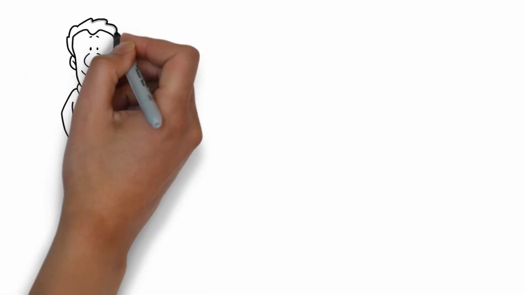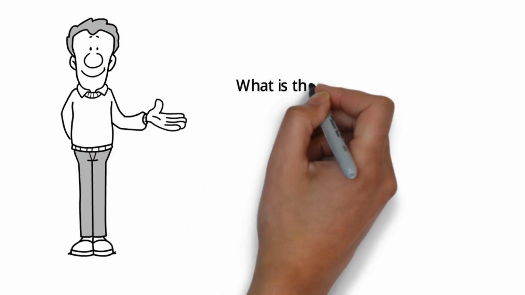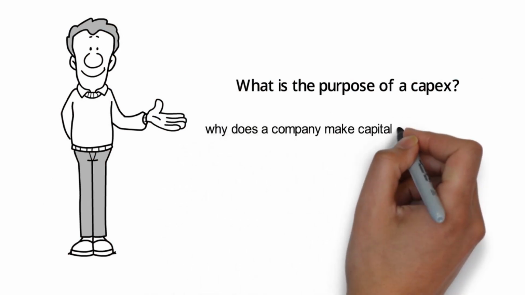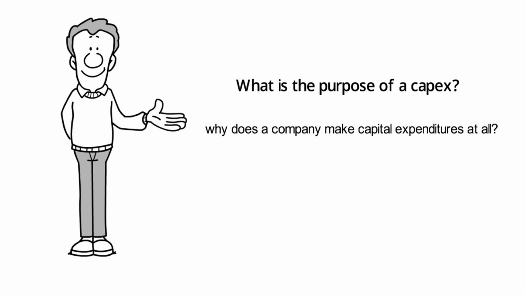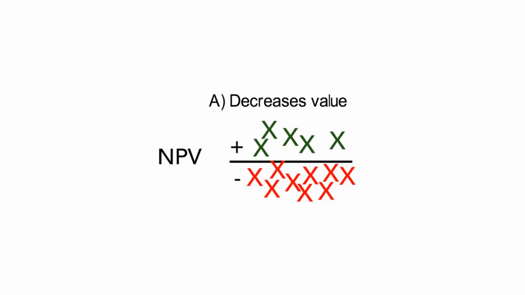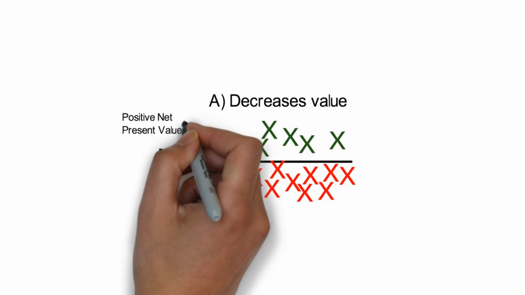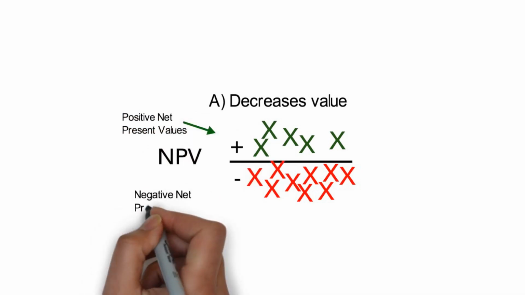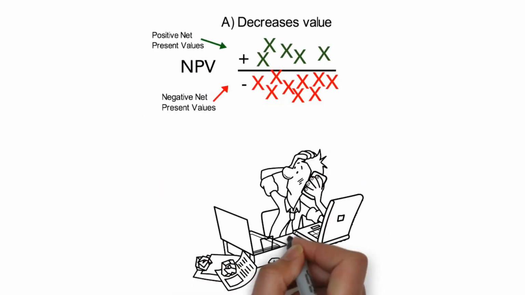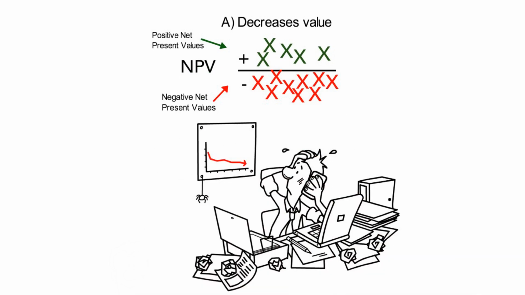Now we're going to talk more about capexes as such. What is the purpose of a capex? That question can have various answers, but if you go back to the origin, why does a company make capital expenditures at all? The purpose of a capex is to create value for the company's owners. If you have a company that is assumed to, over time, have less capexes with positive net present values, green X's in picture A, than capexes with negative net present values, red X's, then that is a company that over time reduces the value for its shareholders. The company's share will not perform above the stock market index.